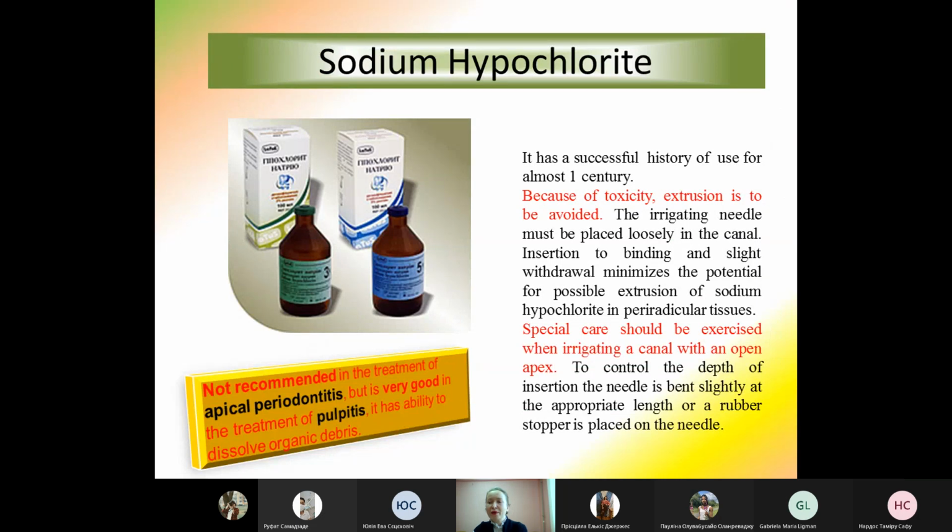And special care should be exercised when irrigating a canal with an open apex. Actually, if there is such a case when the root canal has an open apex, it is better to replace hypochlorite by some other medicament that is not so toxic. Actually, it is not recommended in the treatment of apical periodontitis, but sodium hypochlorite is very good and effective in the treatment of pulpitis because it has the ability to dissolve organic debris.